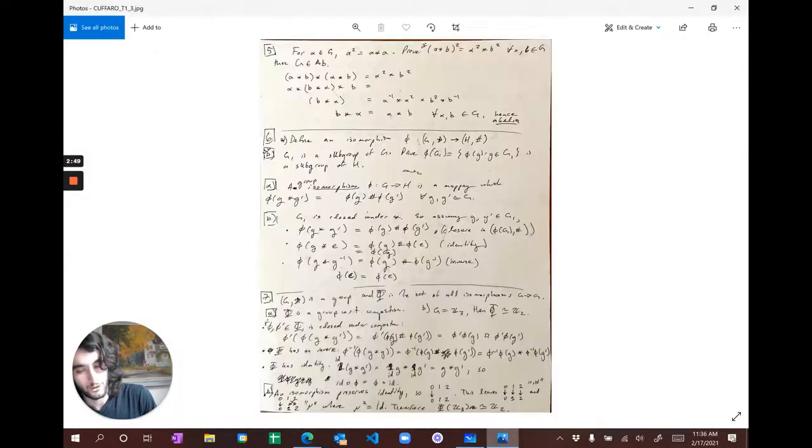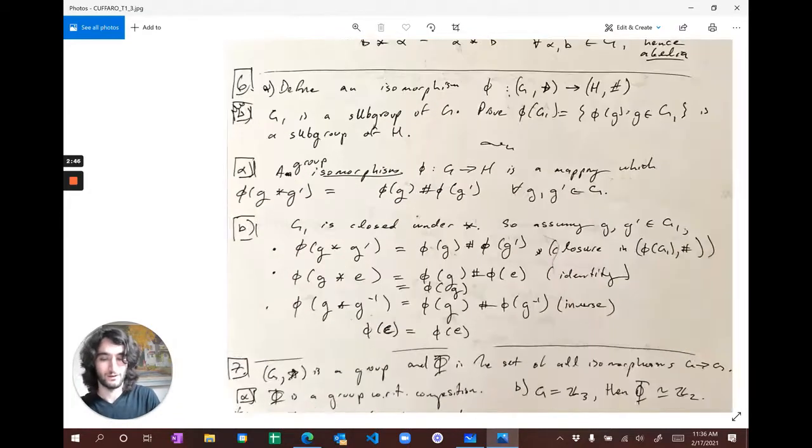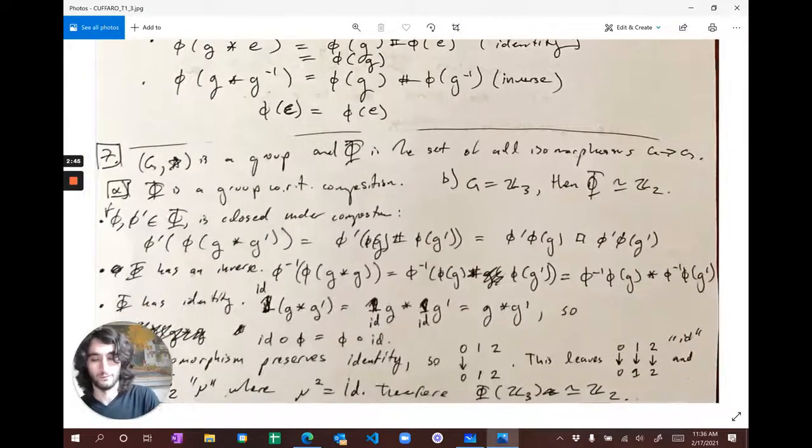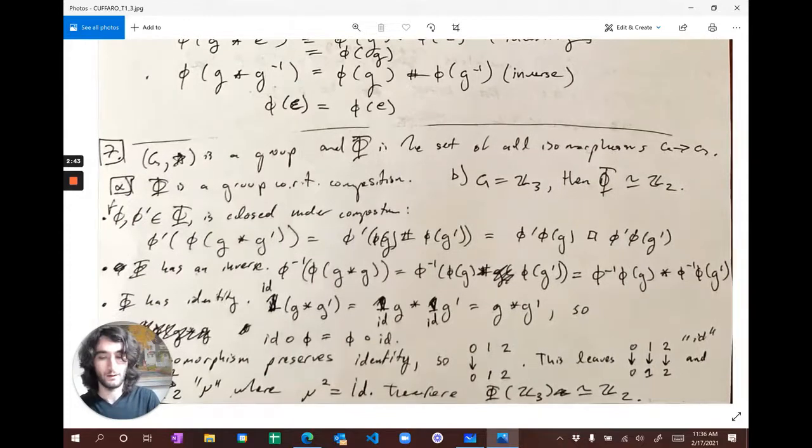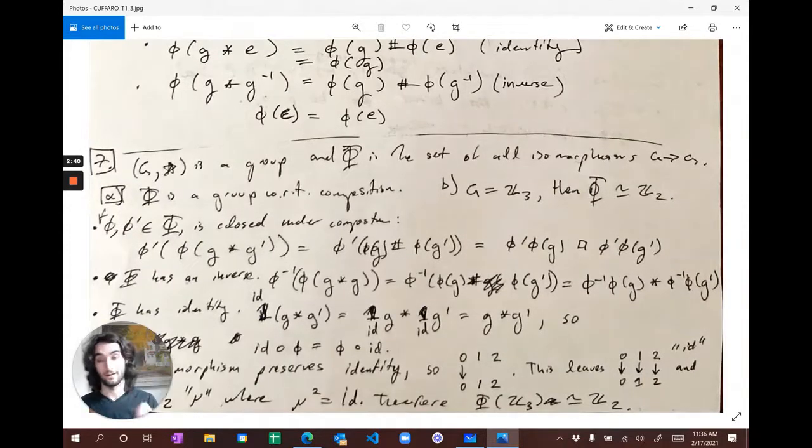Now, I'm not sure I presented that super well. So here is a really good answer from a student. We see they started off with G is a group, and that's a set of all isomorphisms. So they started off by saying why it's got to be an isomorphism. And then they said, well, it's got to have an inverse. It's got to have the identity. So that's why it's a group.